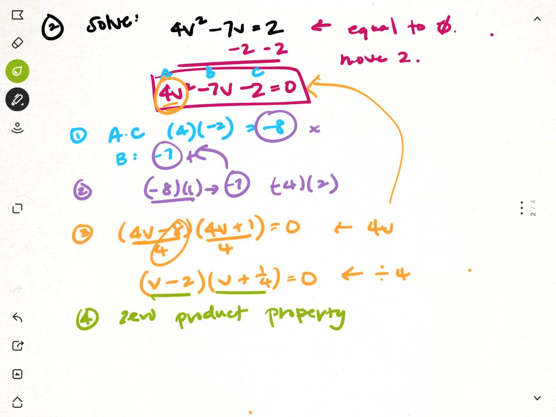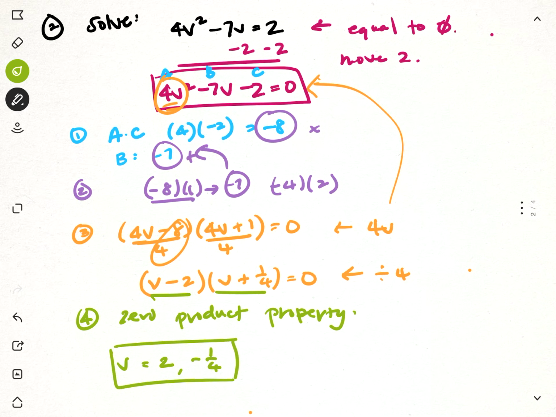So we have (v - 2)(v + 1/4) = 0. So one of those things has got to be equal to 0. Let's do it the short way this time. What minus 2 equals 0? That's 2. What plus 1/4 equals 0? That's negative 1/4. And then we're done.